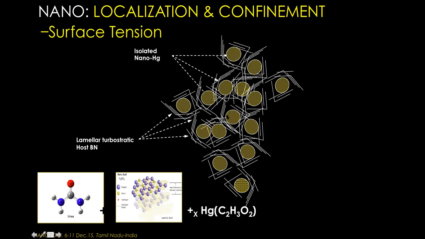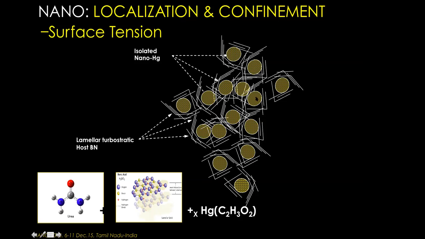So she came with a way to deal with it, and she succeeded to trap nanoparticles in a boron nitride matrix. Boron nitride does not react with the mercury, and mercury does not react with the boron nitride because mercury has a noble gas structure. And well, she has done it, and she was able to make nanoparticles smaller than 3 nanometers.